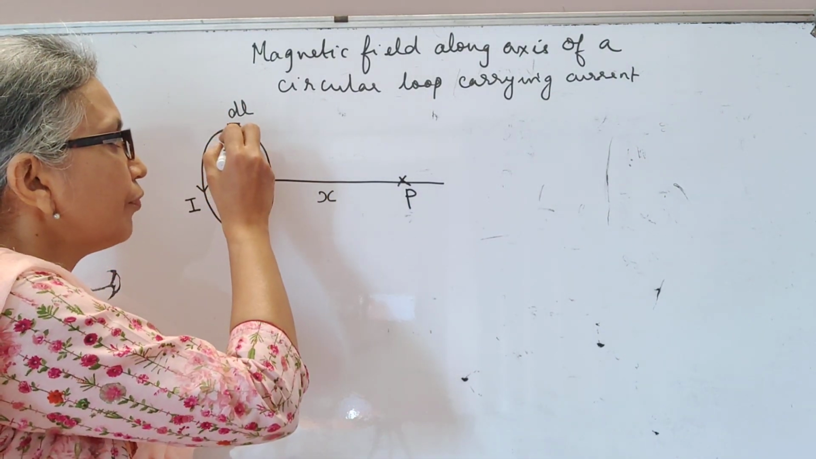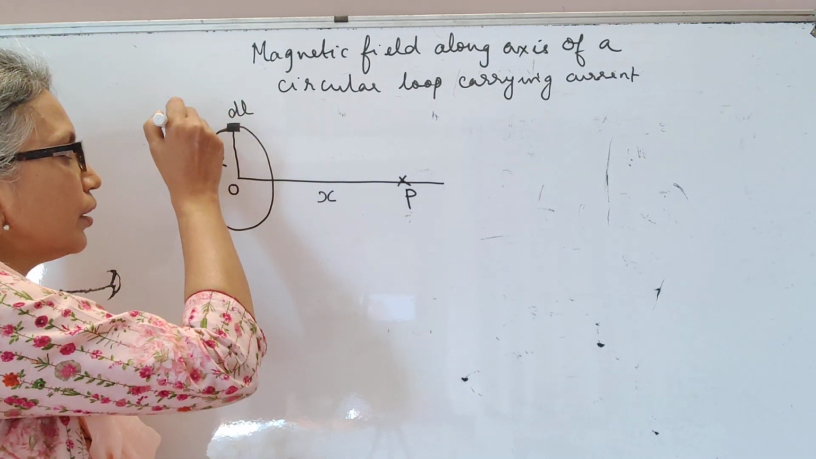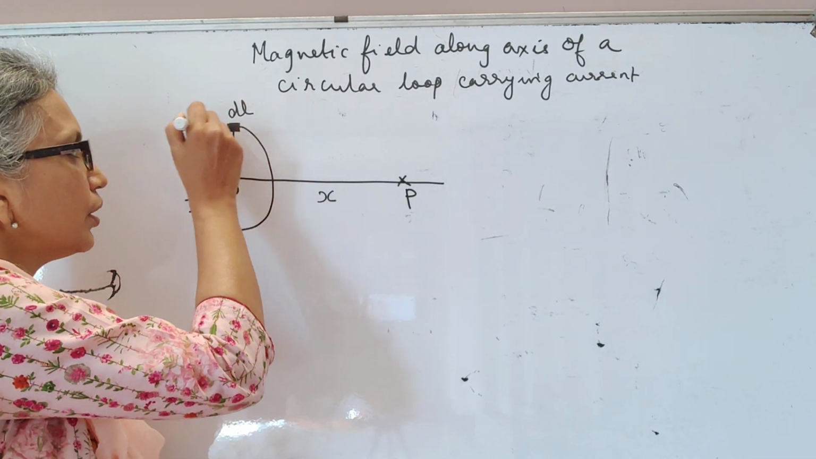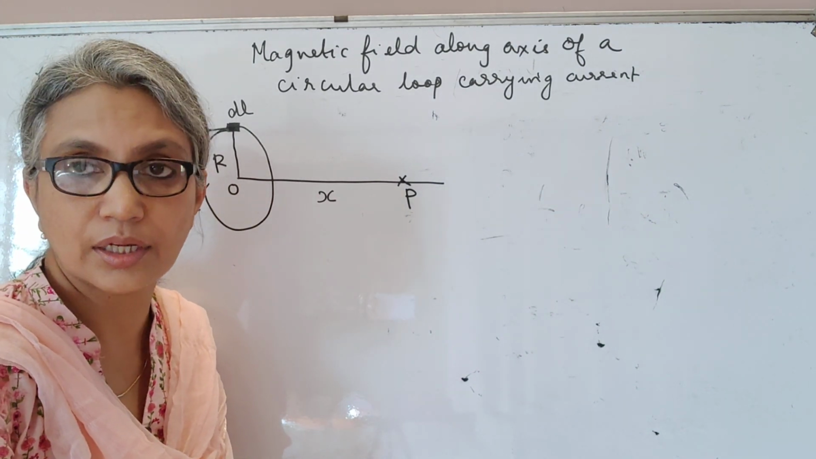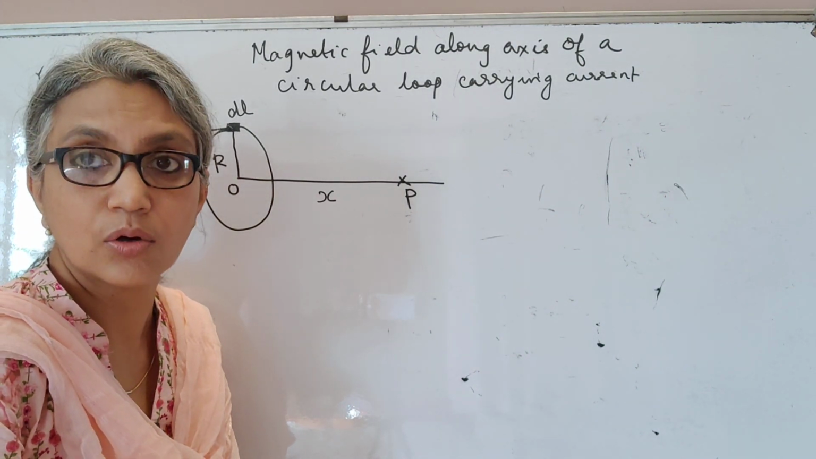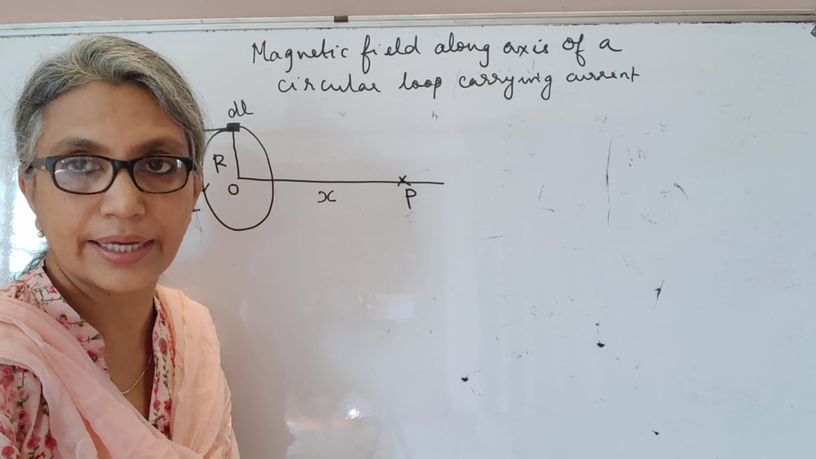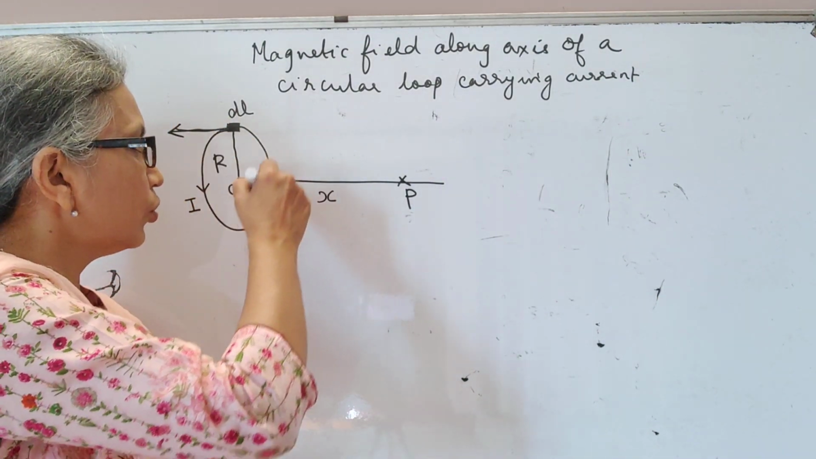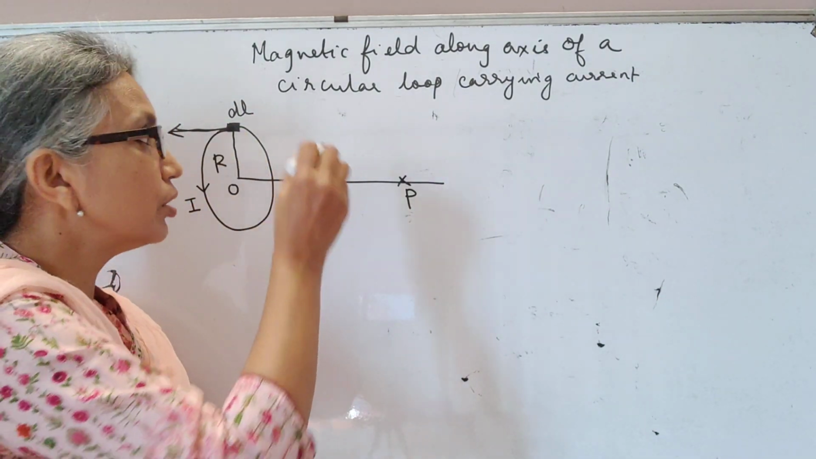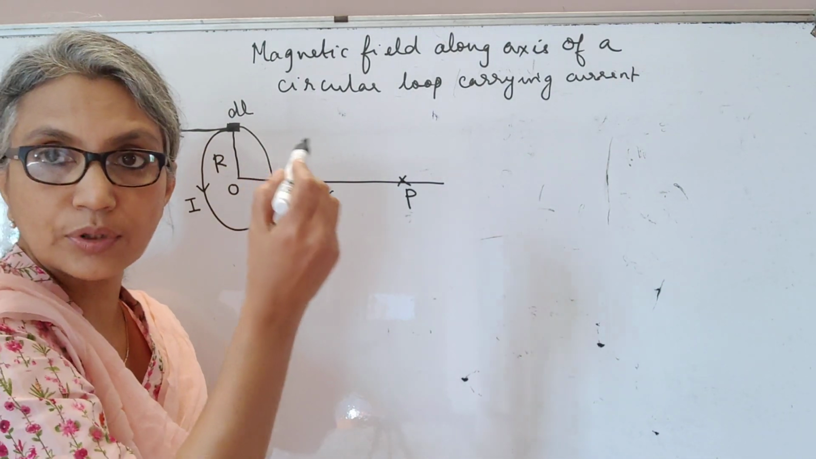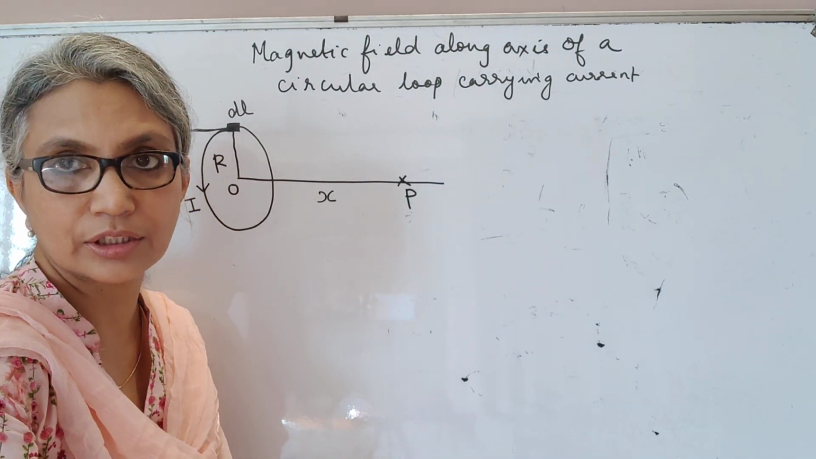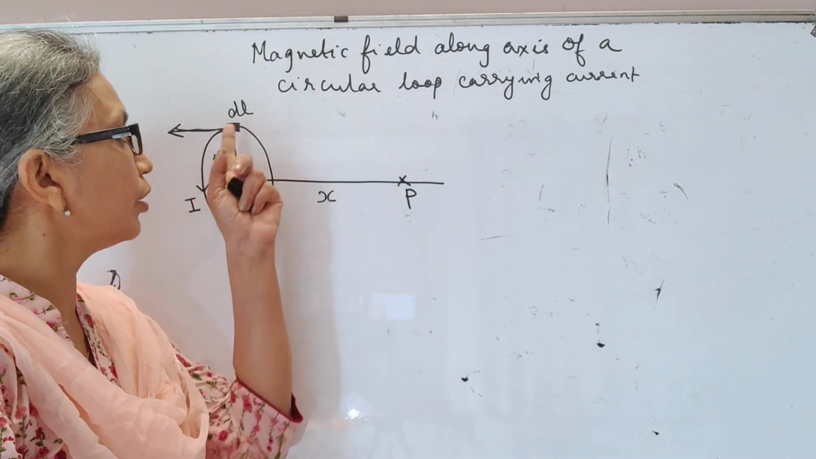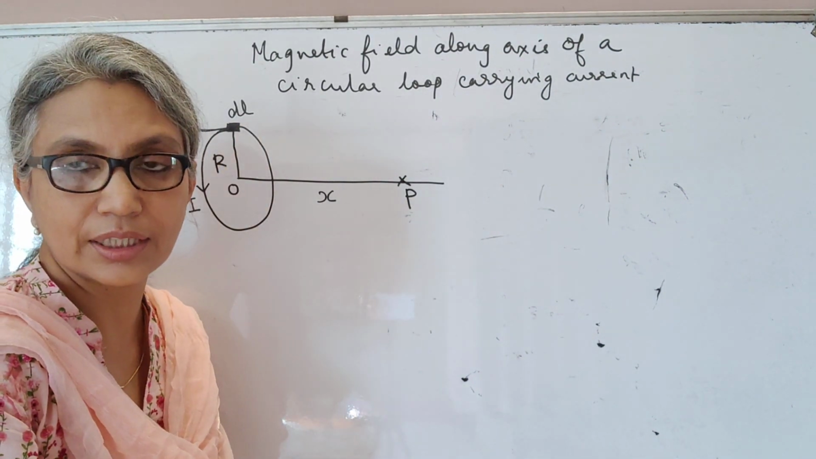At any point I've marked here, the direction of dL should be along the tangent. Why? Because I told you this current element dL is going to be treated like a vector whose direction is along the current direction. Here we know current in the loop is in the anti-clockwise direction. So because it's a circular loop, at any point the current will be along the tangent, and therefore dL also will be taken along the tangent.